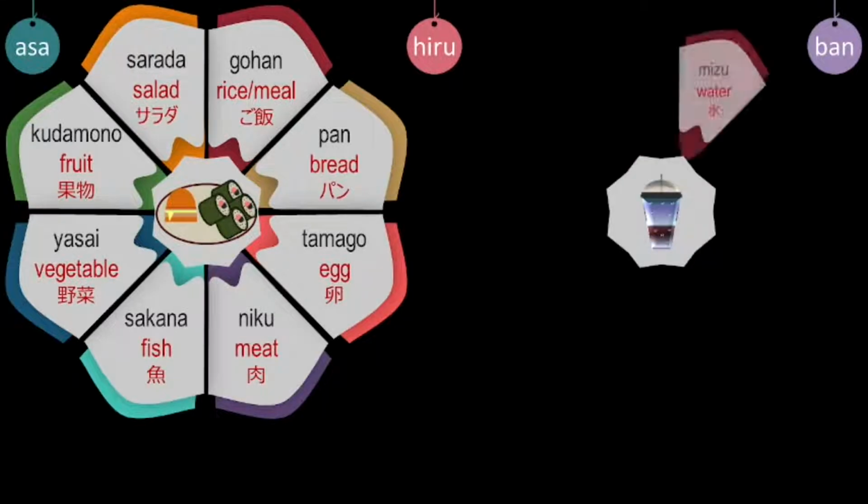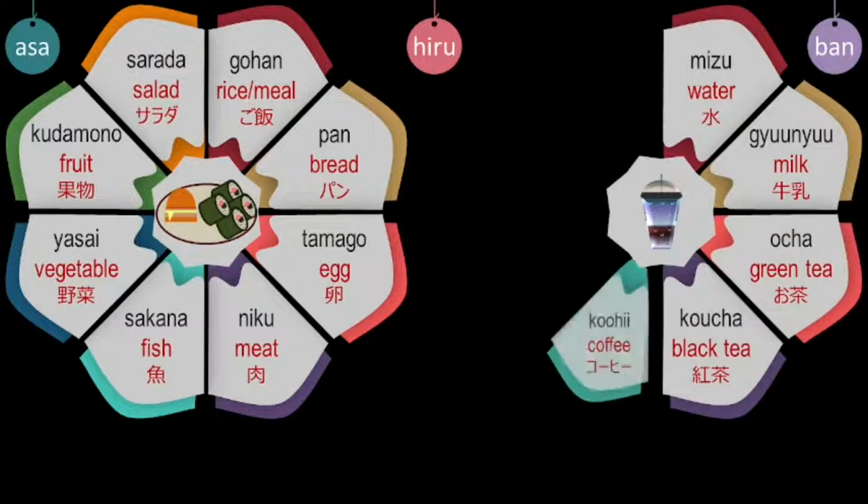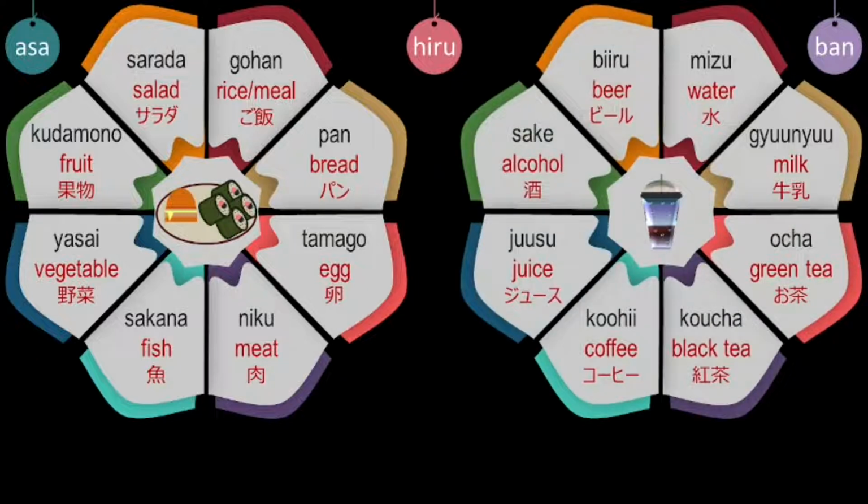Next, let me go to beverages. Mizu means water. Gyunyu means milk. Ocha means green tea. This is one of the most widespread and common drinks in Japan. Actually, the polite o is added to cha at the beginning to make it ocha.